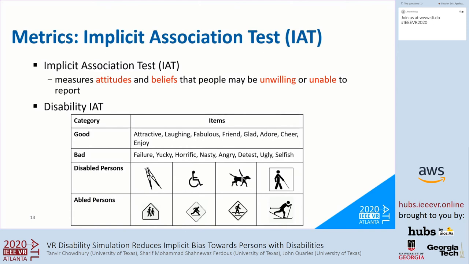The Implicit Association Test, or IAT, measures the attitudes and beliefs that people may be unwilling or unable to report. We have used the Disability Implicit Association Test in our user study. The figure shows the list of words and pictures used in the IAT in our user study.